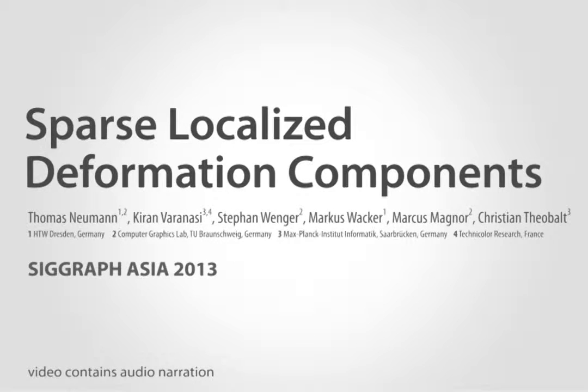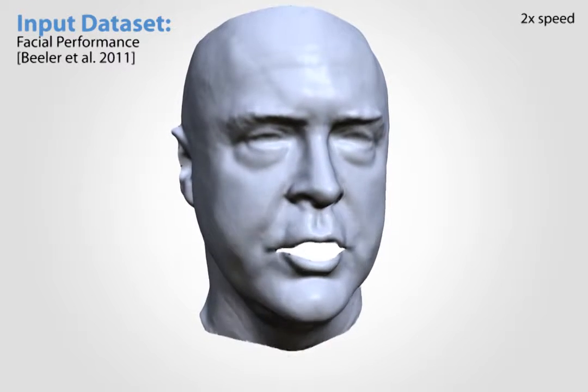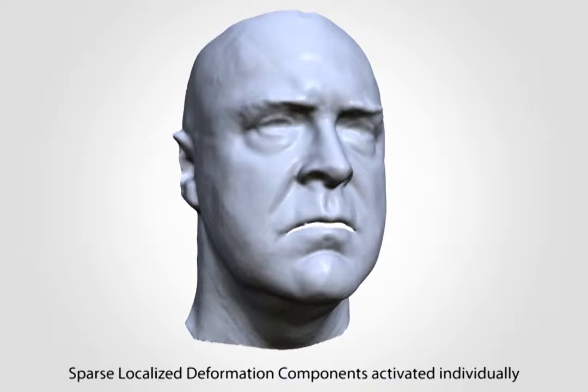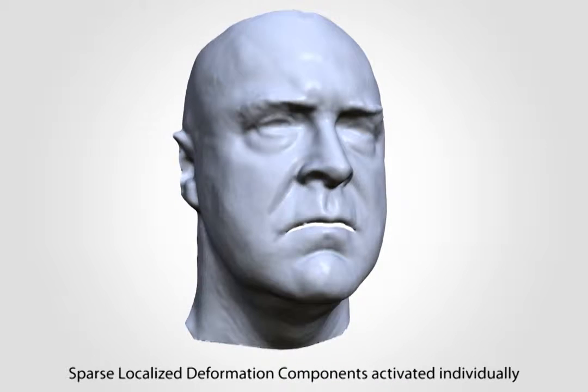We present an algorithm that takes any mesh sequence, like this captured face, and decomposes the global deformation into parts that we call sparse, localized deformation components. These components are shown here. Each articulation corresponds to activating a single component. For example, our method automatically finds individual lip and eyebrow movements.